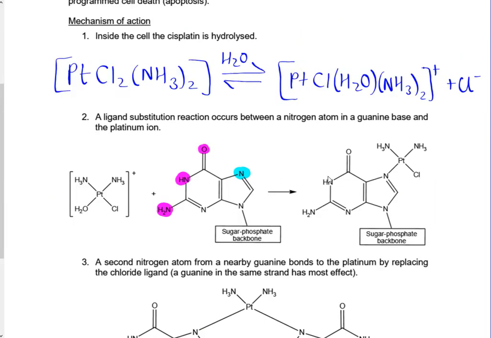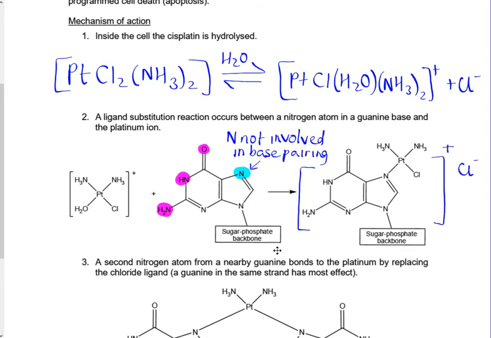Cisplatin works by binding to a guanine residue. On the diagram I've highlighted some of the atoms in the guanine. The three in purple are the atoms or groups involved in hydrogen bonding in the base pair to the cytosine in the opposite strand of the DNA. The nitrogen that I've highlighted in turquoise is the one that the cisplatin binds to.